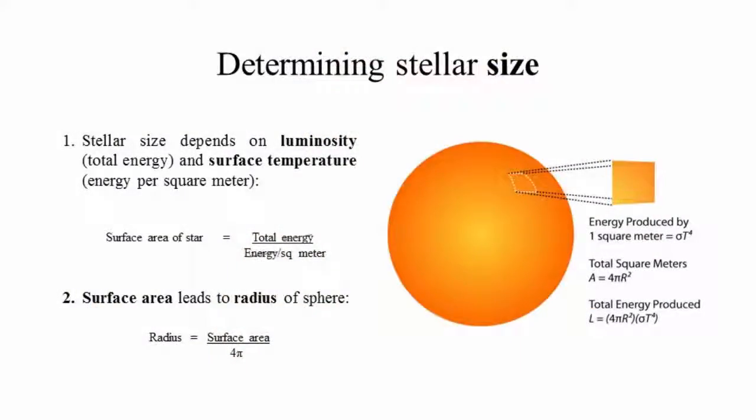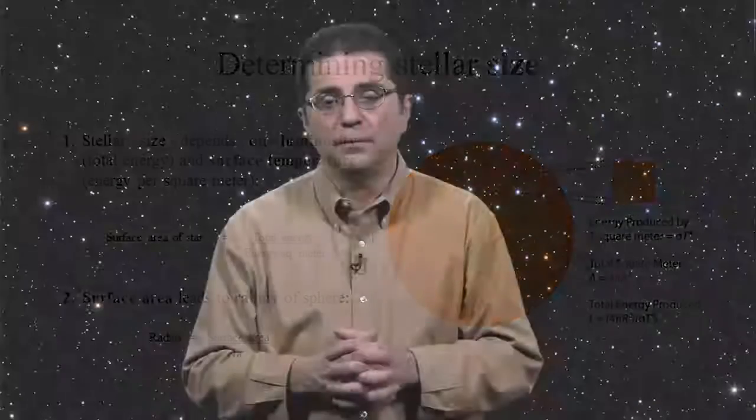Let me show you another diagram here where you see that. One small area is shown cut away. And the point is this: if we know the total energy, and if we know the energy in one small area, we can figure out the total area of the sphere of the star. Well, once we have that total surface area of the star, that can lead us to the radius of the star, which essentially is 1/2 the diameter, as you can see here.